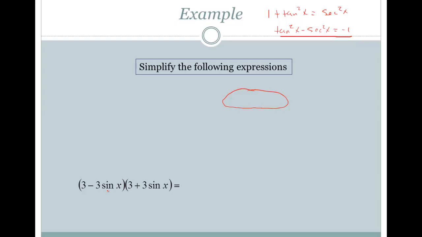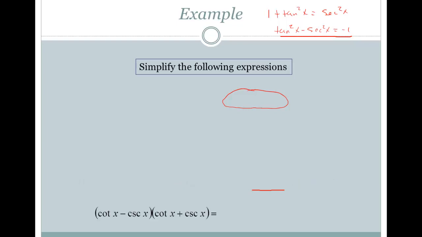3 minus 3 sine x, 3 plus 3 sine x. My first instinct here would be to FOIL this out. I will get 9 minus 9 sine squared x. I'd factor out a 9. 1 minus sine squared of x. We know this. 1 minus sine squared of x is simply equal to cosine squared of x. So I got 9 cosine squared of x.